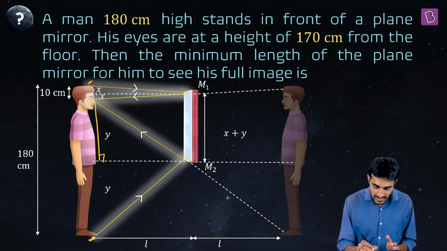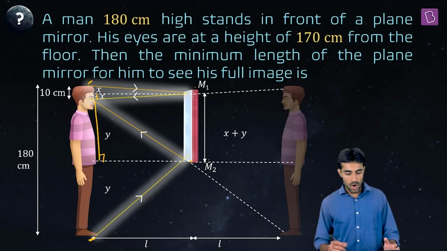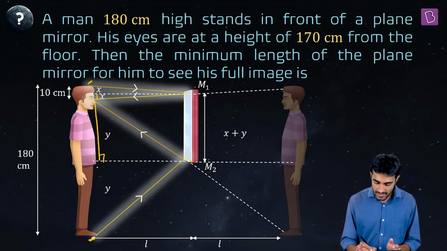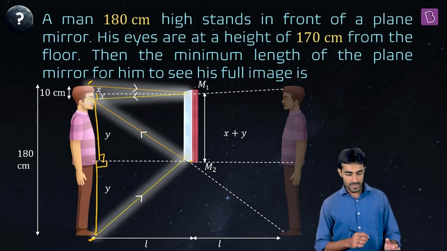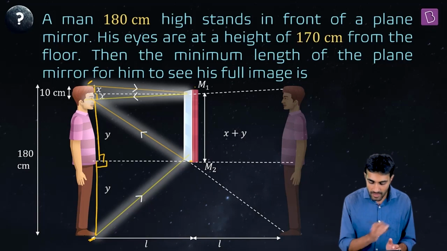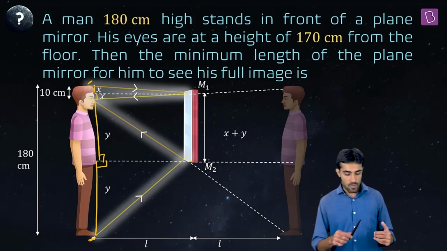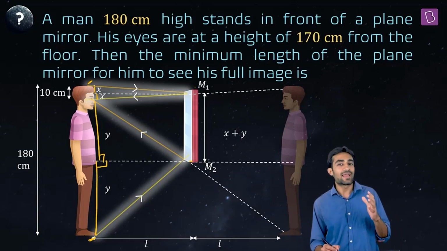Now, let's say this distance from the normal of the mirror till the person's eyes be y. And this distance from the normal of the mirror till the person's eyes be x. Now, what I will say is that the other distance from the normal to the foot of the man must also be y, and the other distance from this normal to the top of the head of the man must be x. Why are these y and x? Well, I will show you why.